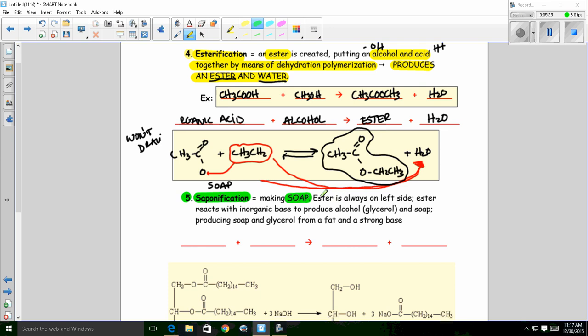The ester is always going to be found on the left side, right? So you're always going to have an ester over here. We'll put it in this first box, right? So your ester is going to be located here. Let's go ahead and write it in. The ester is going to be added to. The ester reacts with an inorganic base, right? So our base is going to be here.